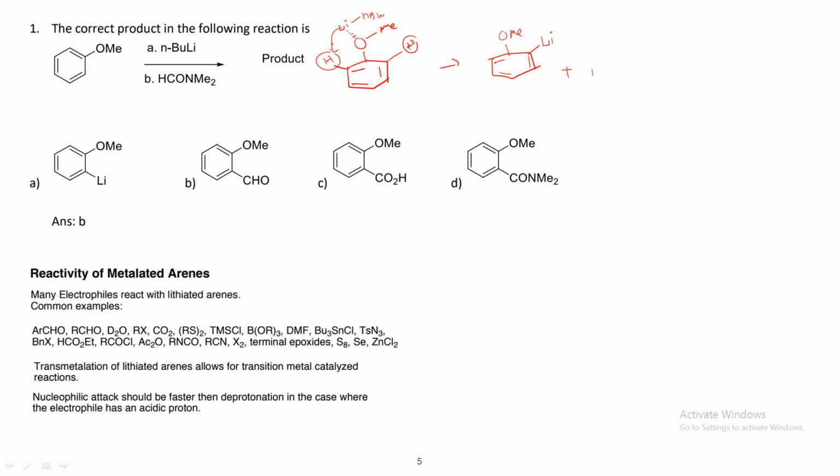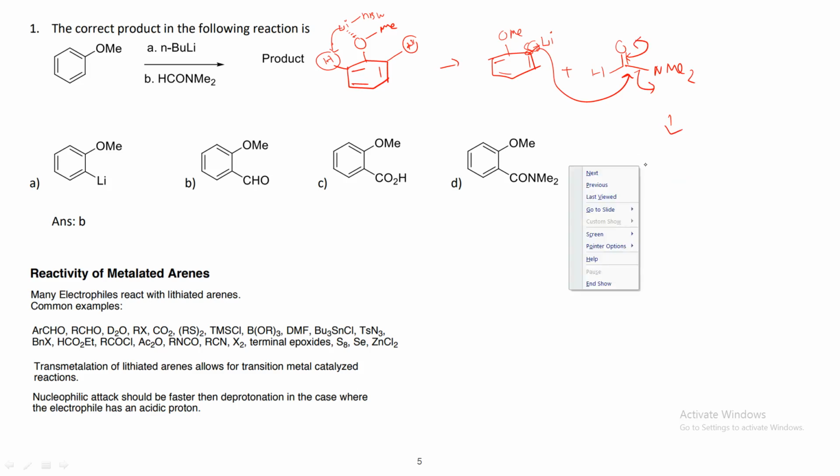So next step, they have used this DMF, right? Now this is a nucleophile, because the lithium makes this position highly electron-rich, and it can attack over here, and this is an electrophile, and then Me2N can leave. So the product would be CHO, the formyl group incorporation. So the right answer would be B.